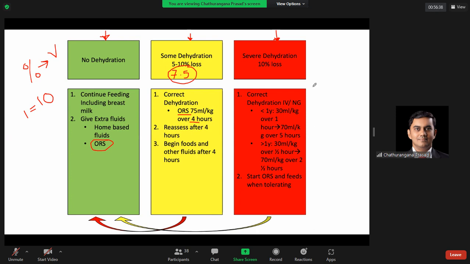So you give it in two phases. In the first phase, you give 30 ml per kg, right? In the second phase, you give 70 ml per kg, so that altogether you get 100 ml per kg.